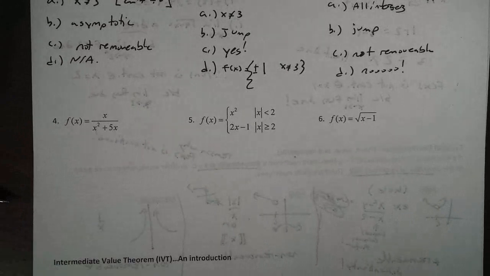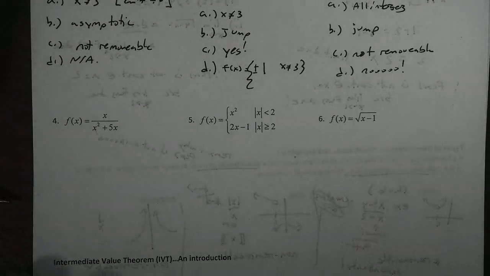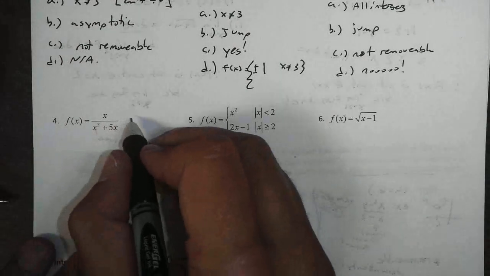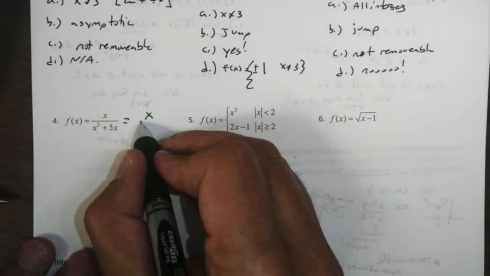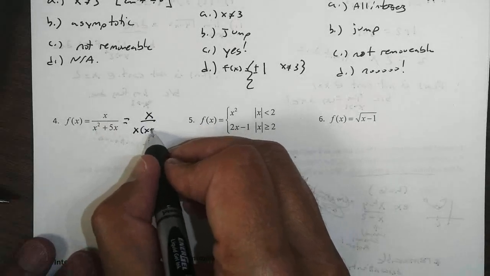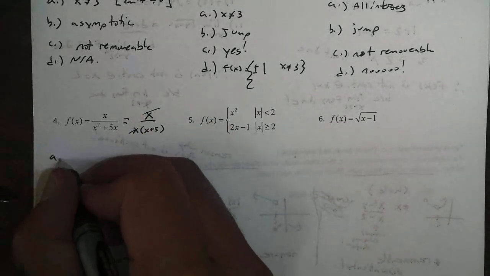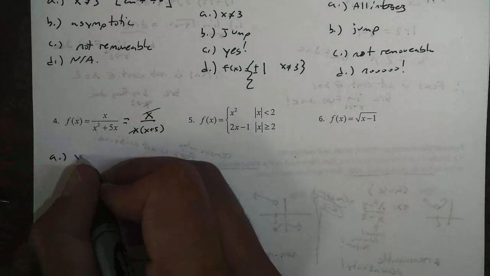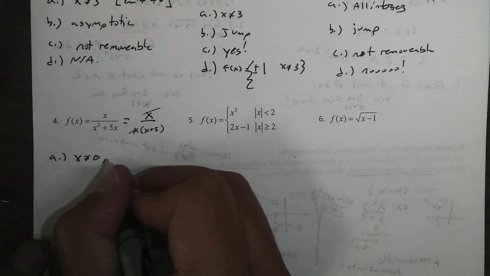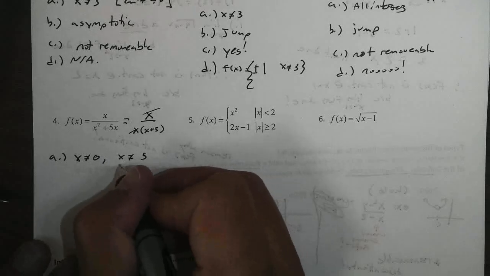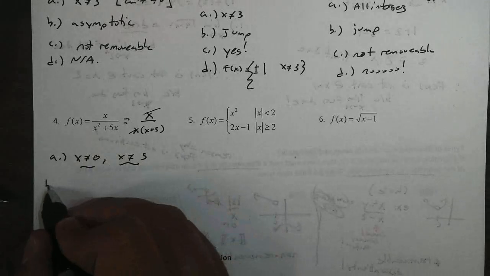All right, so let's take a look at number 4 here. For number 4, oh, look at this. On the bottom, I notice I can factor out an x. So I get x plus 5. And notice those are going to cancel. We'll deal with that in a second. So we actually have 2 points of discontinuity. X can't be 0, and x cannot be negative 5. So let's deal with each one individually.